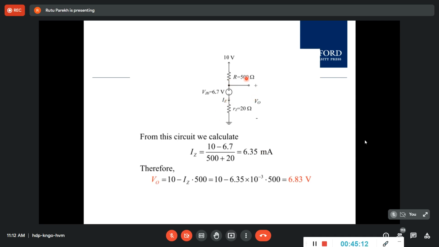Now what you have is a simple thing. This is 10 volt, it is given to you. This is also given to you. And VZ0 we found out is 6.7. You have I, and this also you have. So you can find out this V0. Now V0 is equal to what? It is 10.